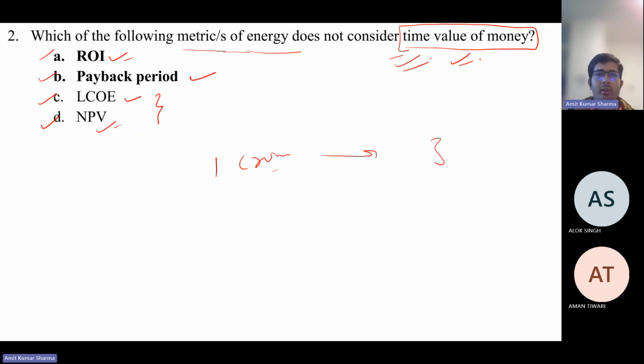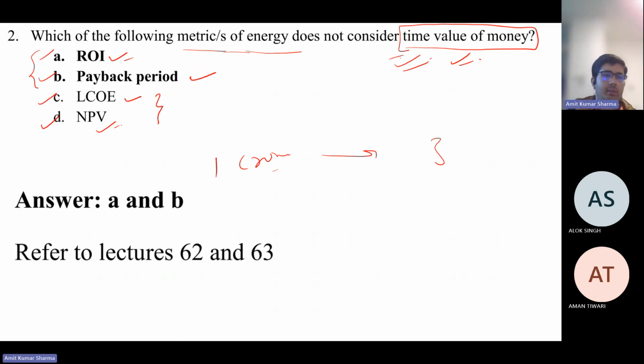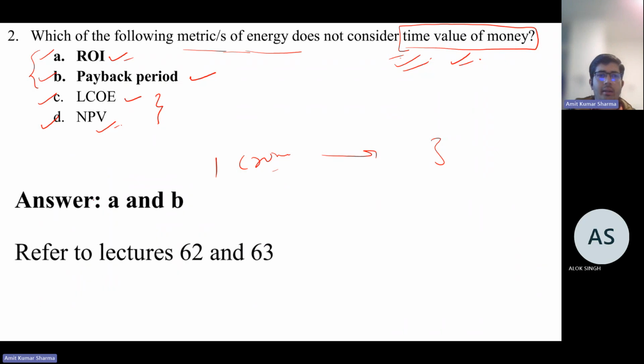But we don't consider any term regarding inflation in the return of investment and payback period. In these, we only consider what the cost is now and what it will be in the future. We are not considering the time value of money. So the correct answers are option A and B. For more detail, please refer to lectures 62 and 63.